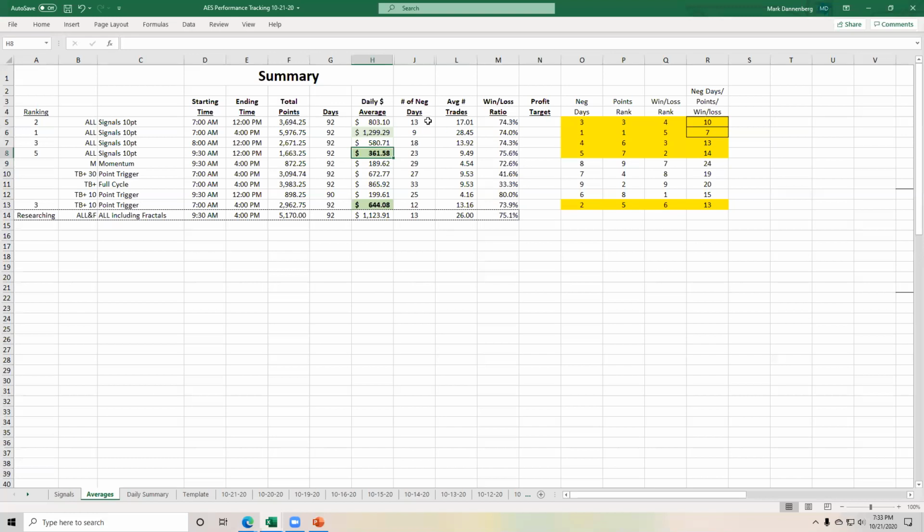And then you can also zero in on the fact that you're going to have losing days. We know you're going to have losing days, but based on a 92-day history, how many losing days could I expect? In the 9:30 to noon category, although we're averaging overall $361 a day, there have been 23 losing days. Now, some of them aren't severe, but there are some bigger losing days in there. In our optimum category, which is the 7 to 4 all signals, we've lost 9 days out of 92 days. That's a pretty strong track record.